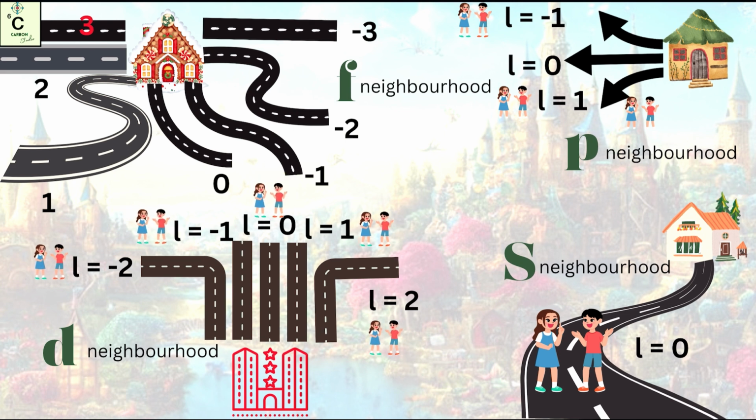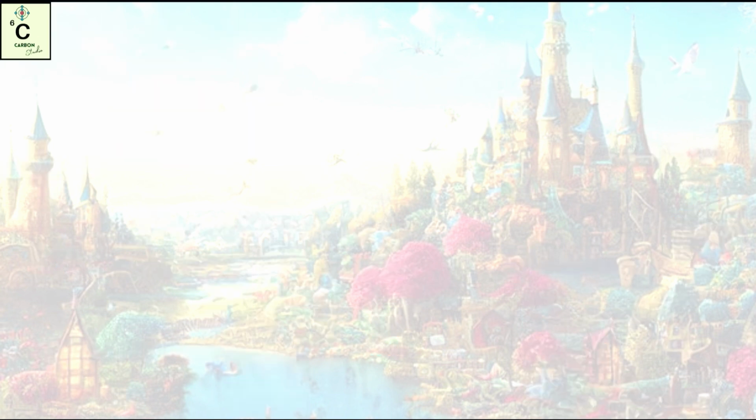The D, given 5 streets, each street had 2 people. And the same went for the F neighborhood. Let's zoom into the 2 people or the 2 electrons to understand them better.